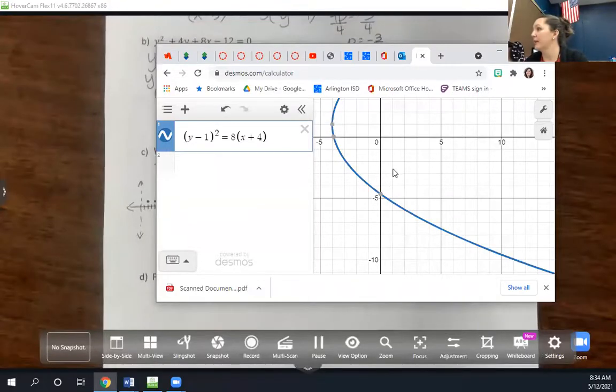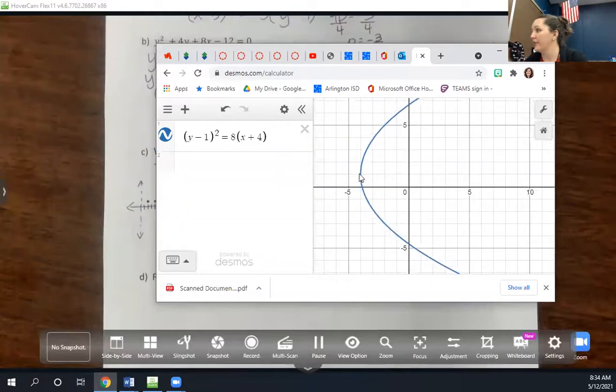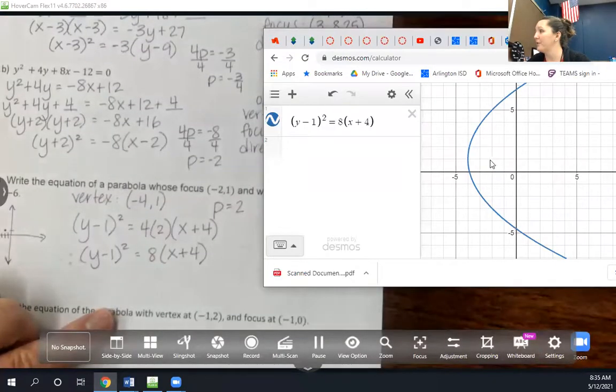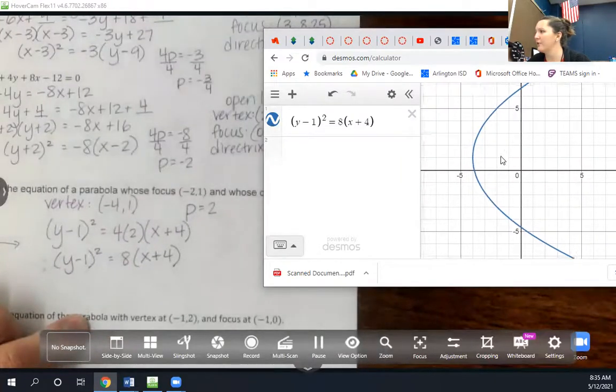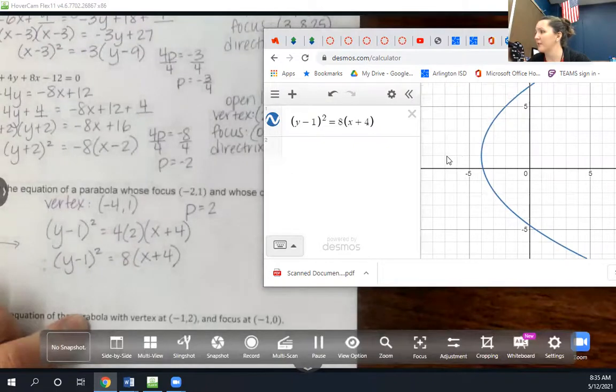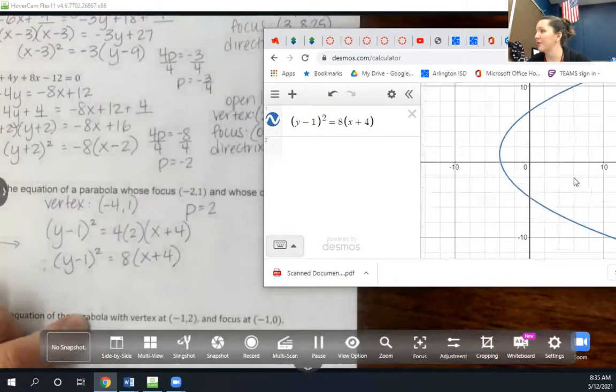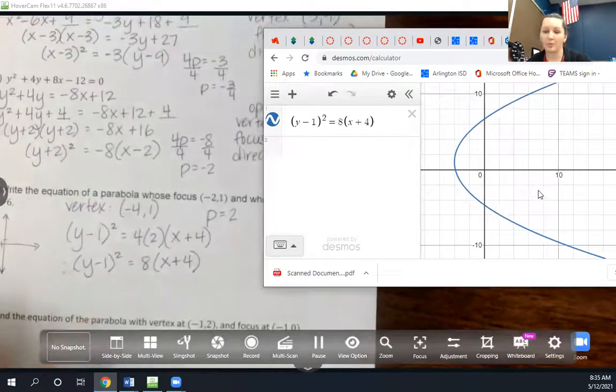All right, here's what I got so far. Okay, so is my vertex here at (negative 4, 1)? It is. And I want to know if I have a p-value of 2, my focus was at (negative 2, 1), and my directrix was at x equals negative 6. So this is what your parabola should look like, opening right.